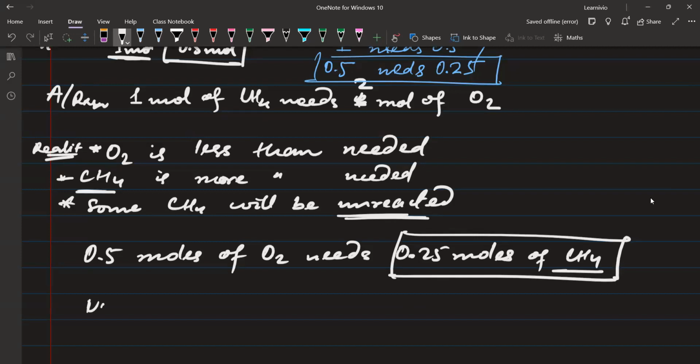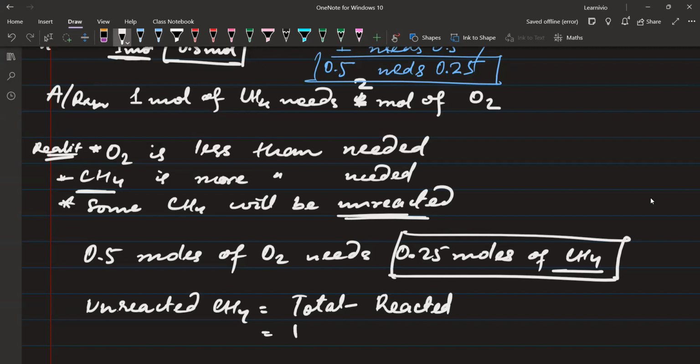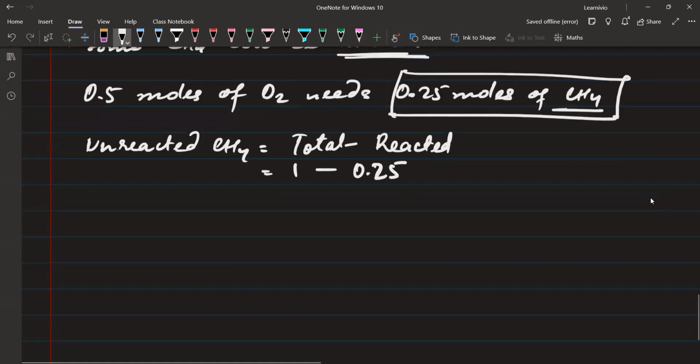ठीक है. So unreacted CH4 is equal to total minus reacted. टोटल था आपके पास 1, रिएक्टेड है आपके पास 0.25, अनरिएक्टेड हो जाएगा आपके पास 0.75 मोल. ठीक है. तो देखिए CH4 का मास कितना होता है?